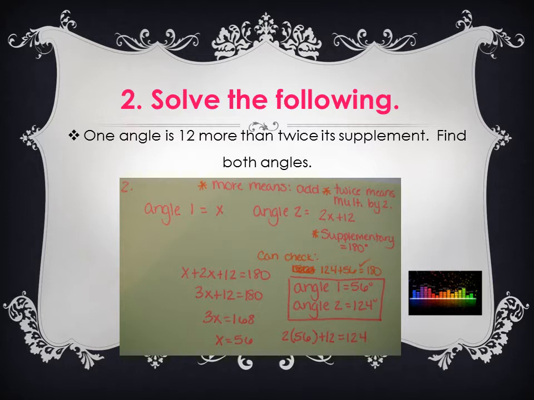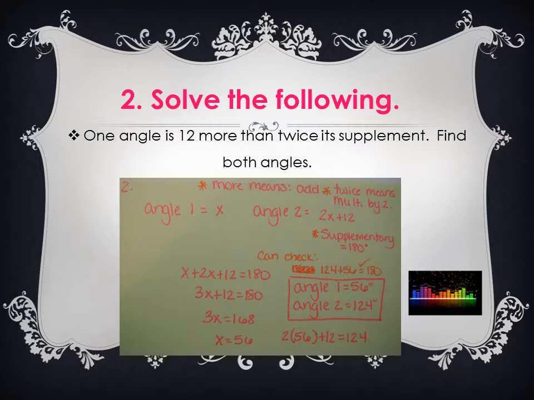x plus 2x is 3x. Then we subtract 12 on both sides and give 3x equals 168 degrees. Divide 3 on both sides and you get x equals 56. However, we are not done. We need to substitute x into both angle 1 and angle 2.